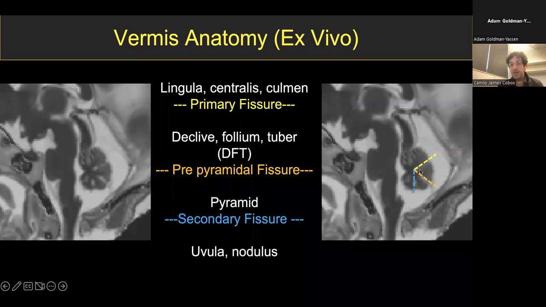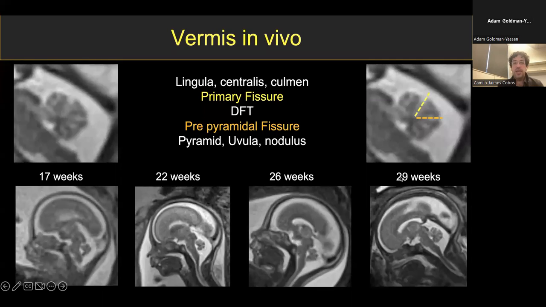Then you have the prepyramidal fissure, and that one's easy because it's called prepyramidal for a reason. So you have the pyramid here. Then you have the secondary fissure, and then you have the uvula and nodulus. I feel the same way about the vermis as I feel about the ventricles. They can inspire whole talks in and of themselves.